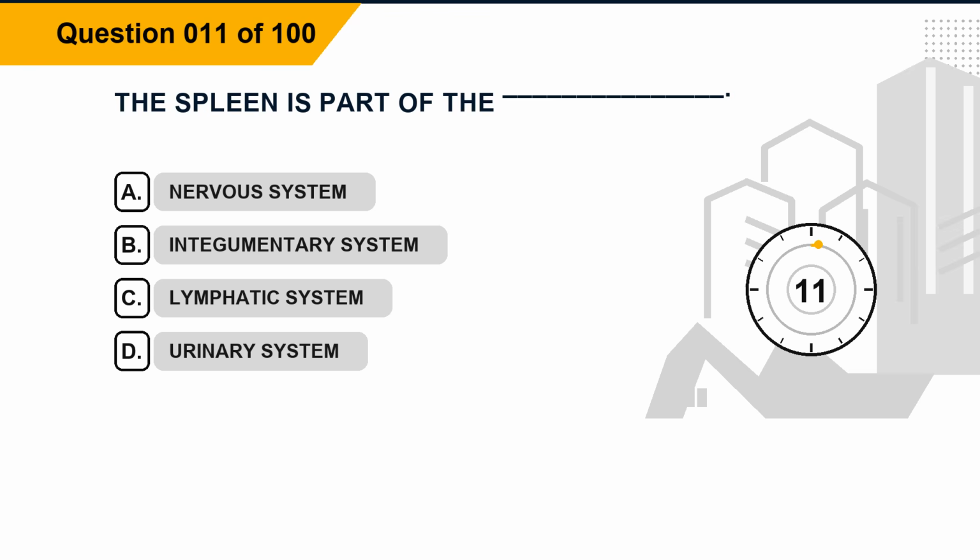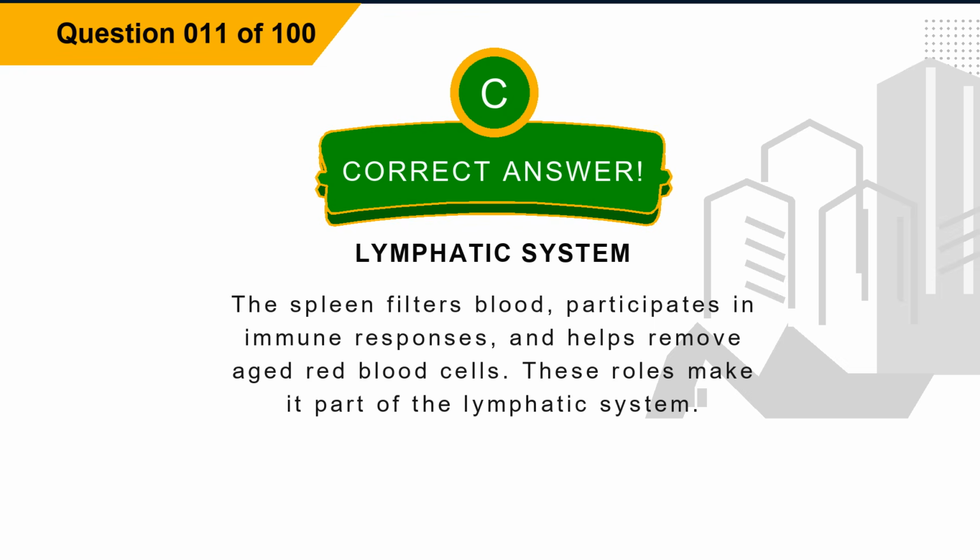Question 11. The spleen is part of the blank. Option A. Nervous system. Option B. Integumentary system. Option C. Lymphatic system. Option D. Urinary system. The correct answer is option C. Lymphatic system. Explanation. The spleen filters blood, participates in immune responses, and helps remove aged red blood cells. These roles make it part of the lymphatic system.